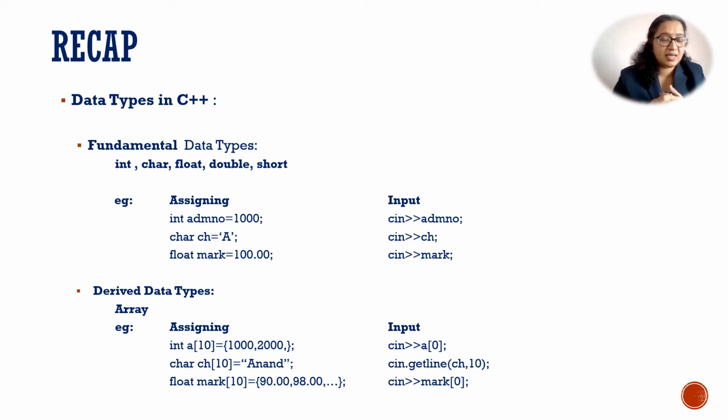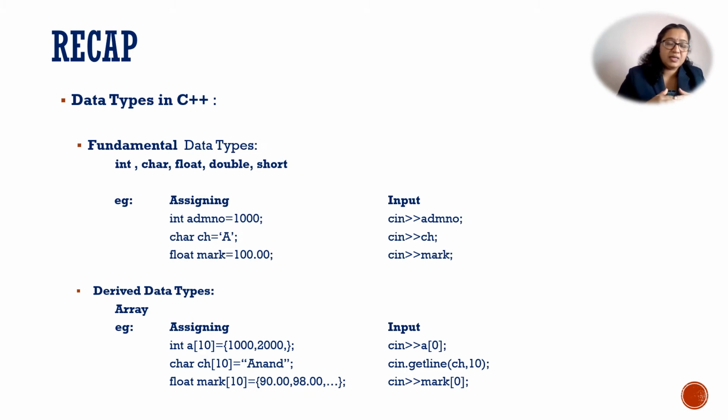Input means the user can enter any value at the running time. The second data type is the derived data type. Derived means from the fundamental we can create a new one; that is deriving. We can derive from the fundamental data types, and that is known as an array. Why we are using an array is that we can store multiple data under a single name.